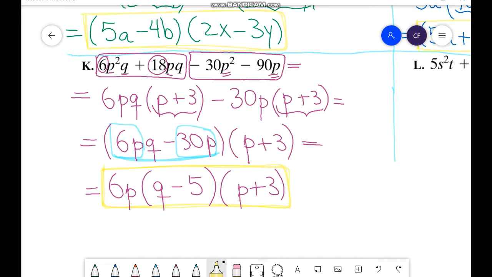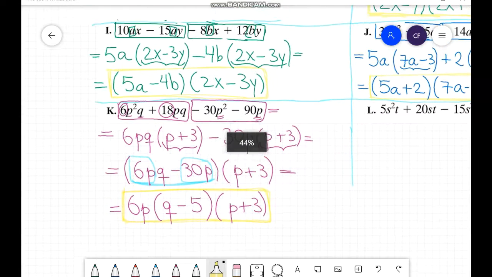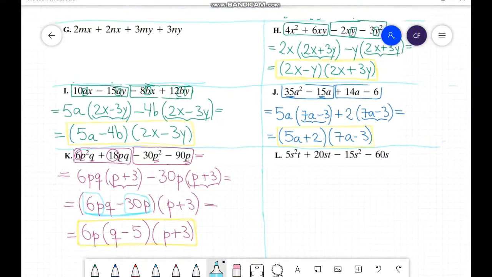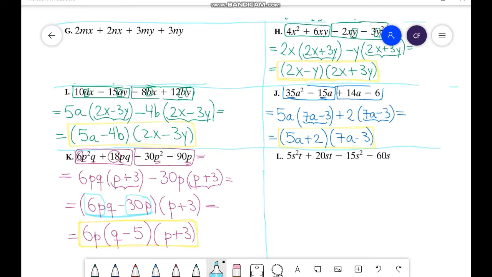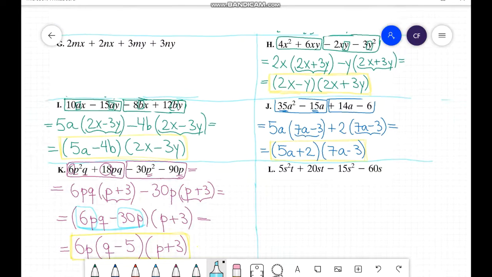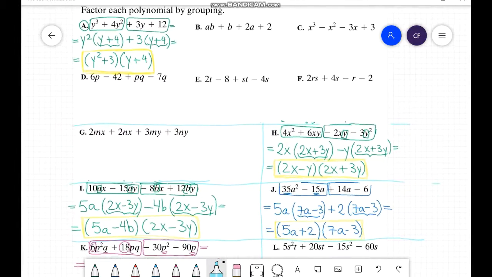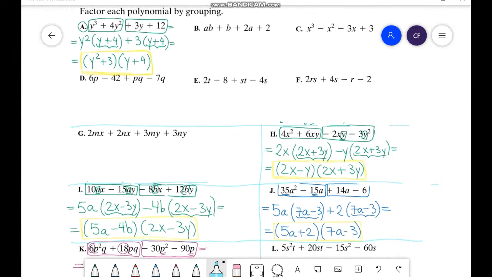Thank you, David. This is letter K. Oops. This was letter K. Anything else? Do you want me to work letter L as well, or G, or the previous ones? K is done. Or even the previous ones, A, B, C, D, E, and F.